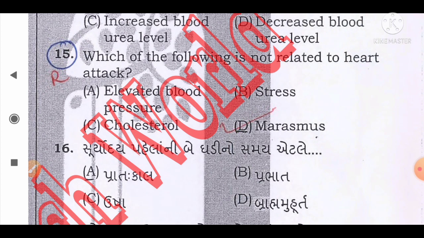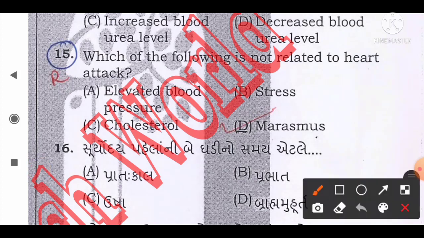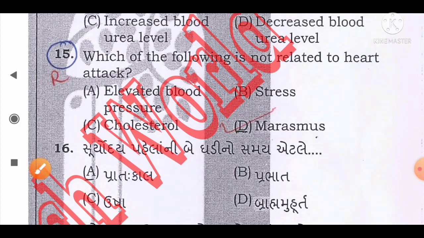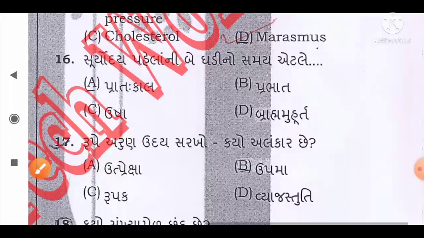Which of the following is not related to heart attack? One of the repeatedly asked questions. Option A, elevated blood pressure, B, stress, C, cholesterol, D, marasmus. And the correct answer for this question is D, marasmus, that is not related to the heart attack. So option D is the correct answer for this question. Now move to the next question, number 16.